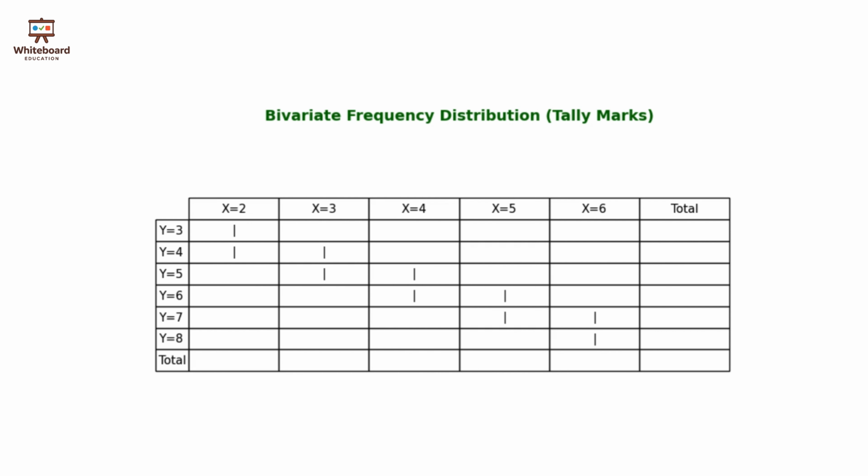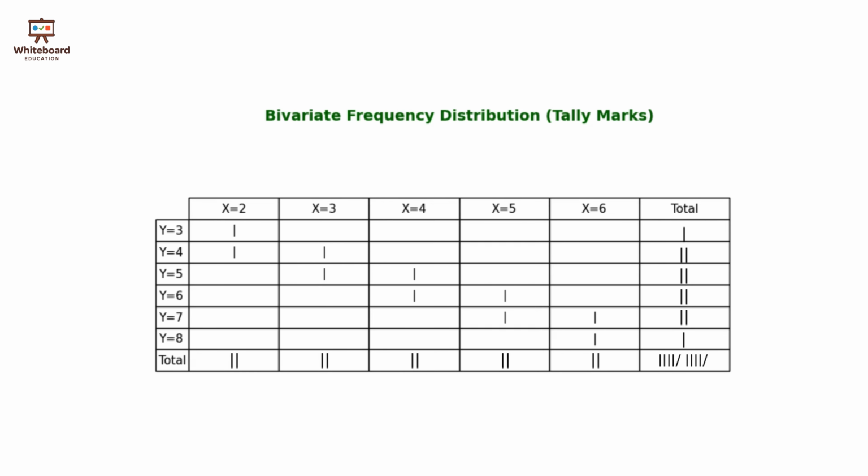Since the first and smallest pair of observations was 2, 3, we mark the tally mark in the first cell of the row and column. Similarly, the last one is 6, 8, hence its tally mark is placed at the cell where x equals 6 and y equals 8 intersect. We do the same steps for each pair of observations.